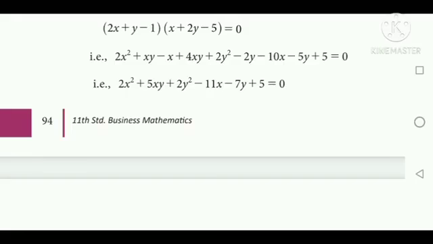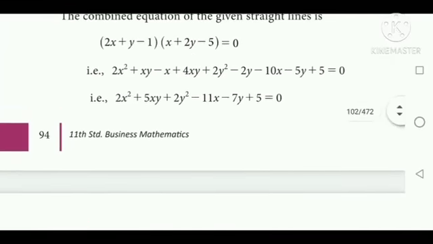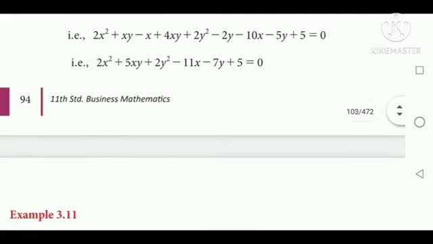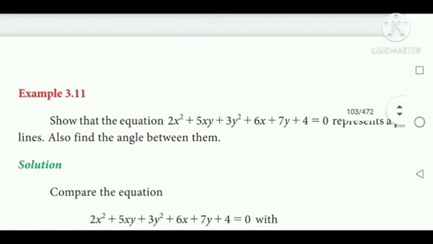After simplifying it, we are getting 2x square plus 5xy plus 2y square minus 11x minus 7y plus 5 equal to 0. So this is the way you have to find the combined equation of the straight lines if the separate equations are given. Like this, when the two separate equations are given, you multiply each and every term, and after simplification you get the combined equation.